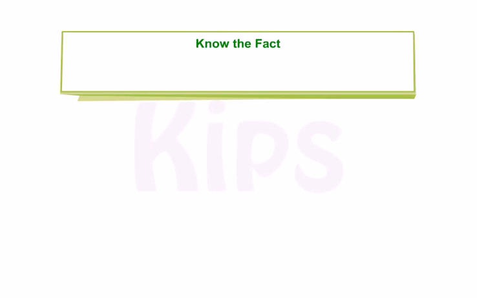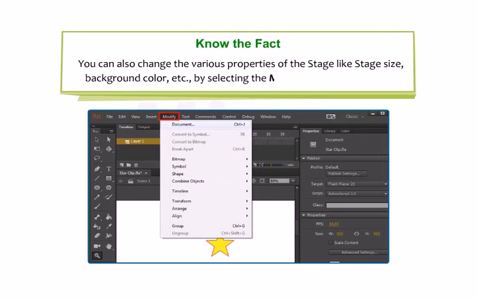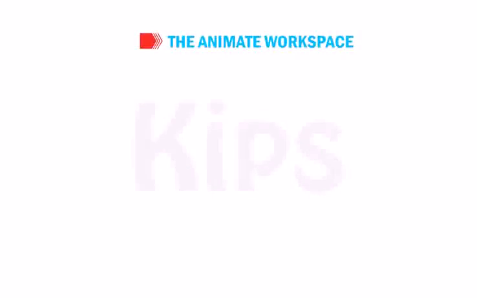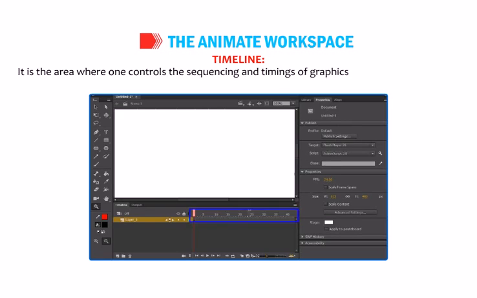Students, let's know the fact. You can also change the various properties of the stage like stage size, background color, etc. by selecting Modify, then going to the Document option. Timeline. The timeline is a window at the bottom of the stage. It is divided into frames. It is the area where one controls the sequencing and timings of graphics and the other elements of a movie.